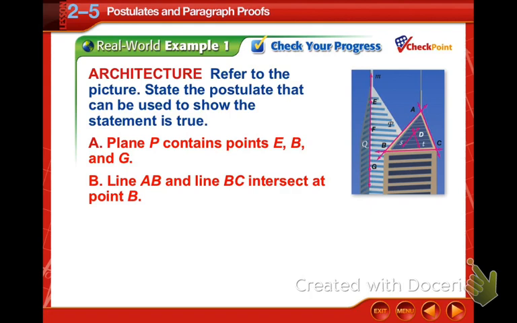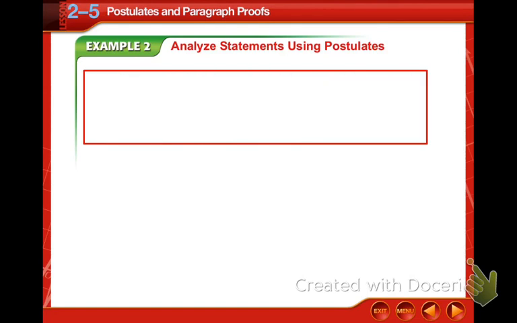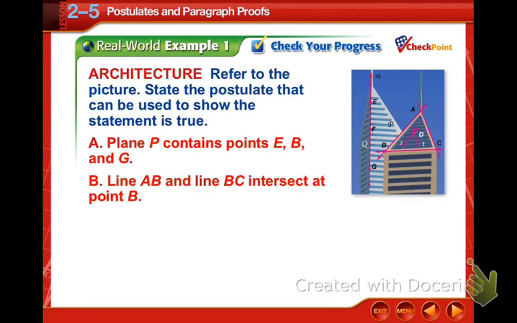Next problem, using the same buildings. Plane P contains points E, B, and G. So a plane containing the 3 points is what 2.4 says. Sorry about that, that's what 2.4 says. Oops. Sorry about that. Helps when I turn on my pen.